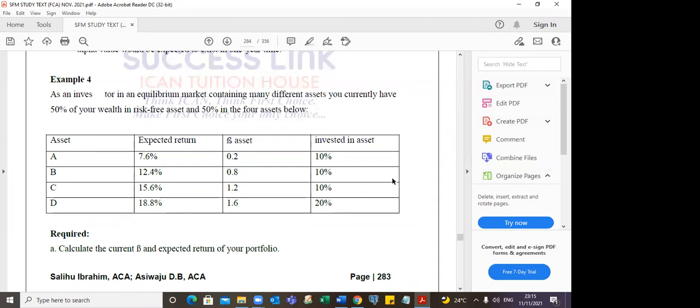Okay, sir. Paragraph. Alpha value will change and approaches zero as new information is released into the market about the company.